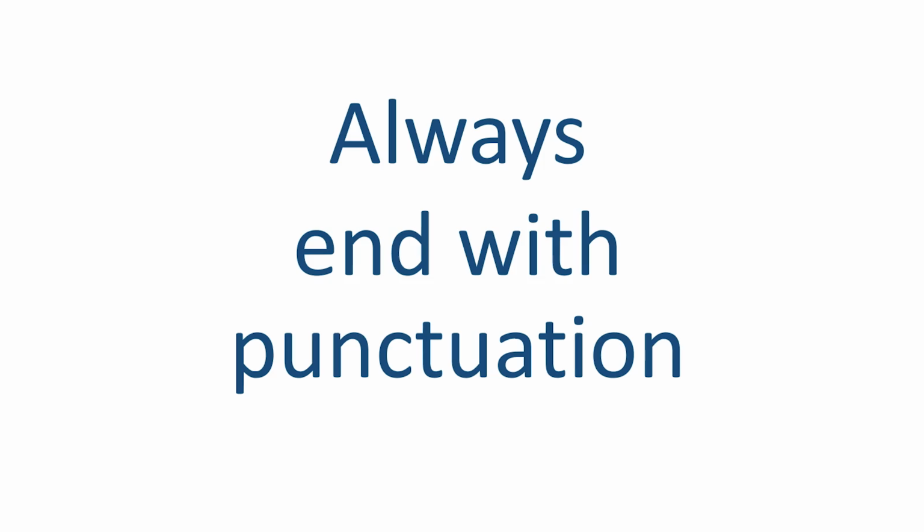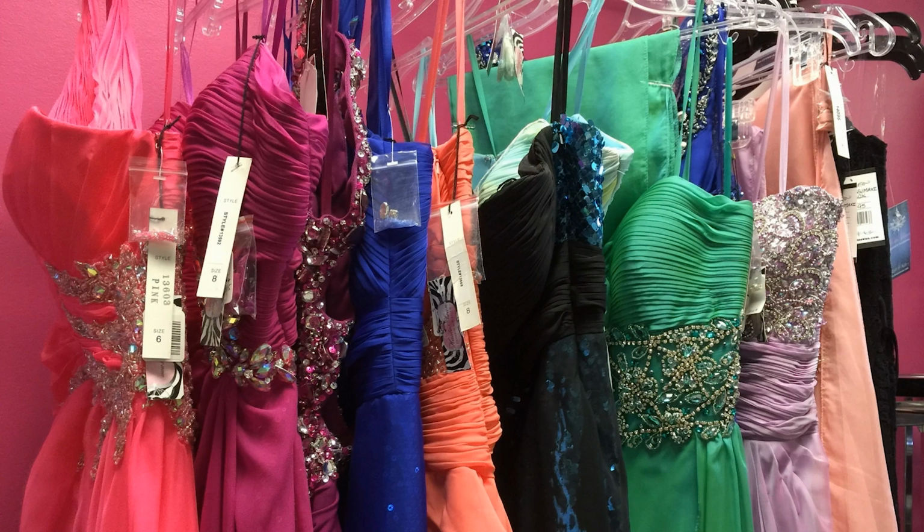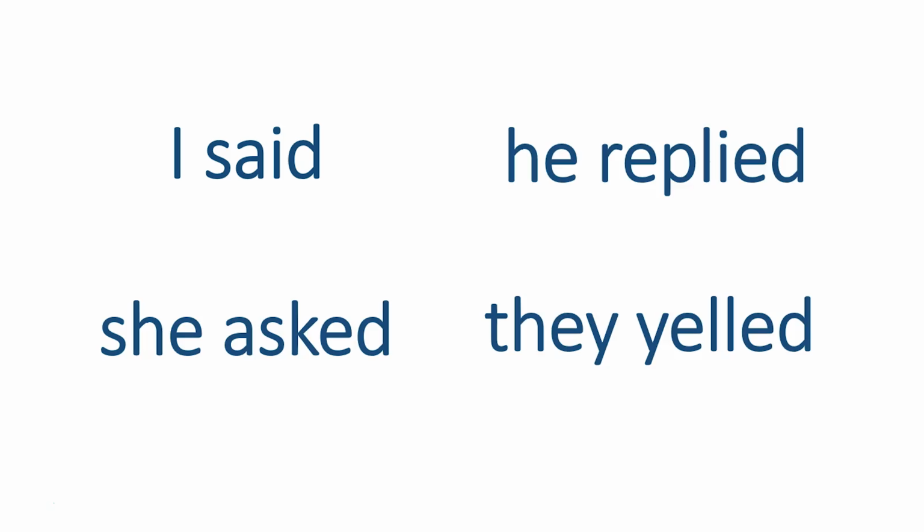And direct speech always ends with punctuation. Now, if you're wondering what type of punctuation, you're going to have to tune into Dialogue Formatting Part 2. Similar to when you go shopping and just before you purchase a garment, you always look at that little tag that's got a bunch of important information. Dialogue also has tags. We call them speech tags. They look like this: I said, he replied, they yelled, she asked, and then a multitude of little phrases like this that tell you who is speaking and how they're speaking.